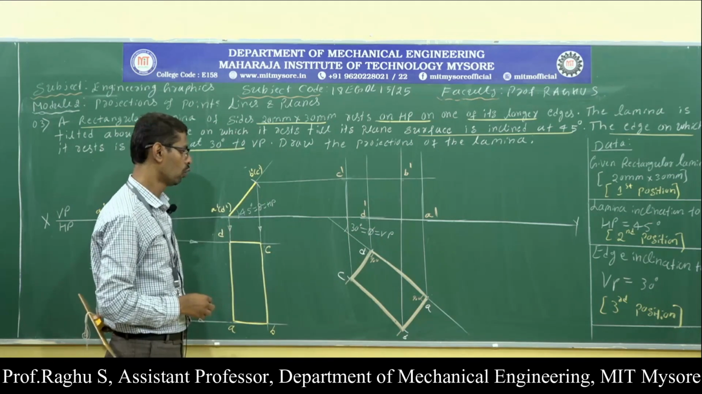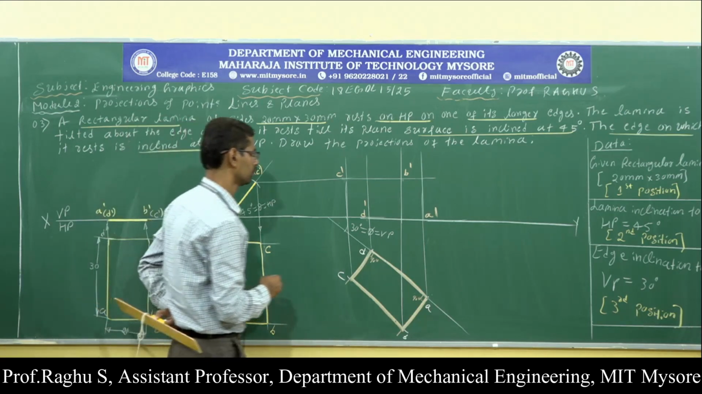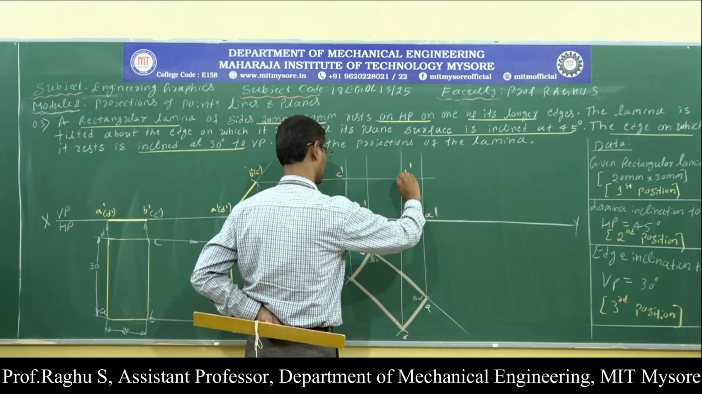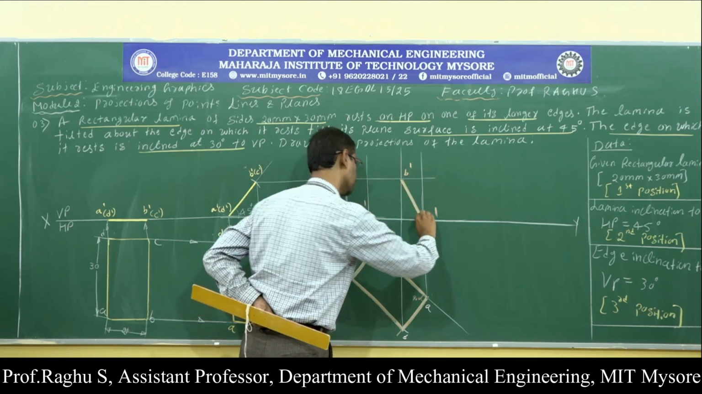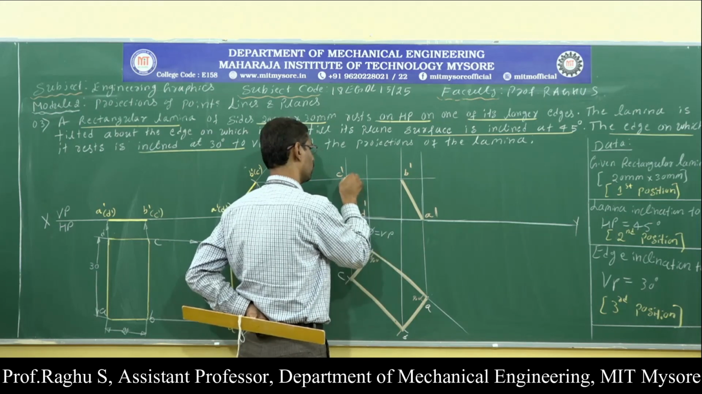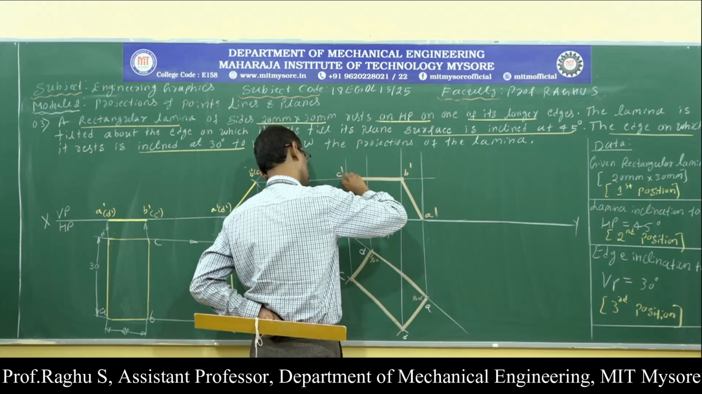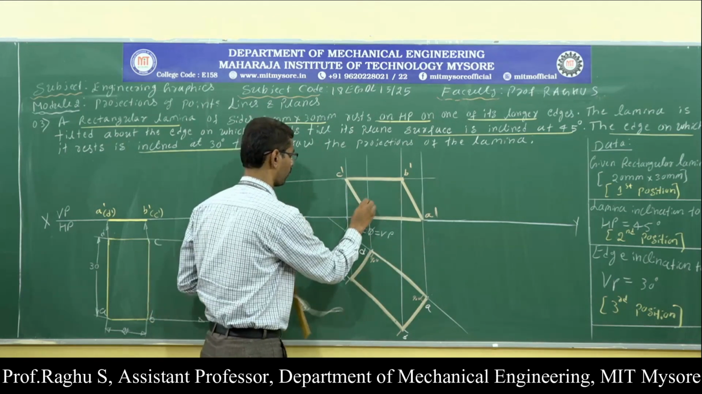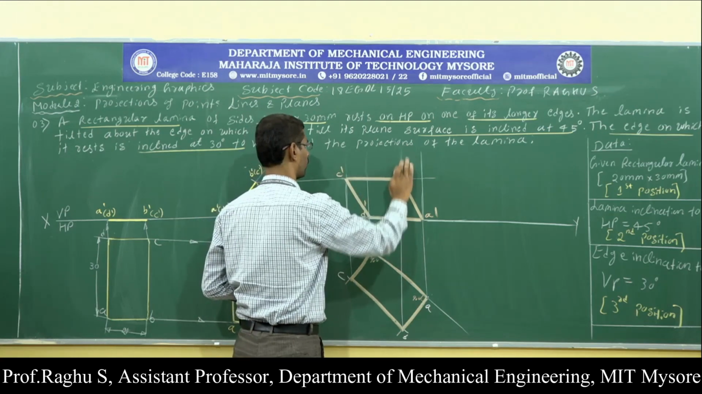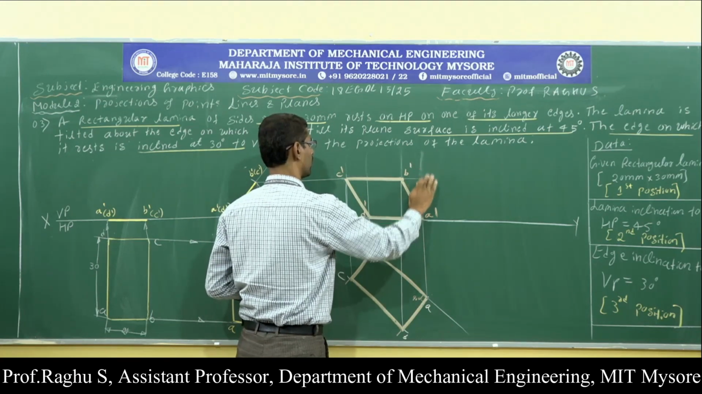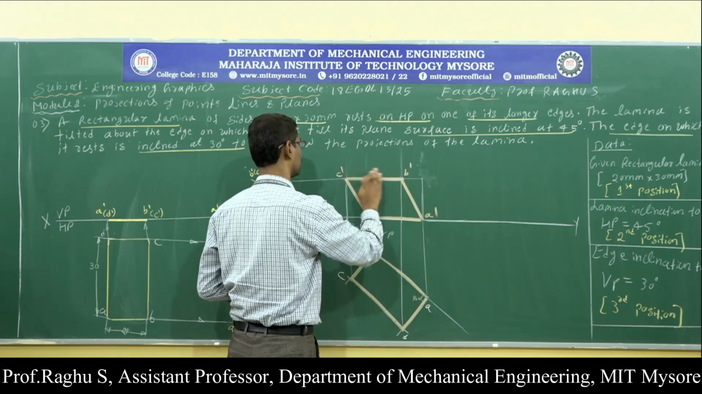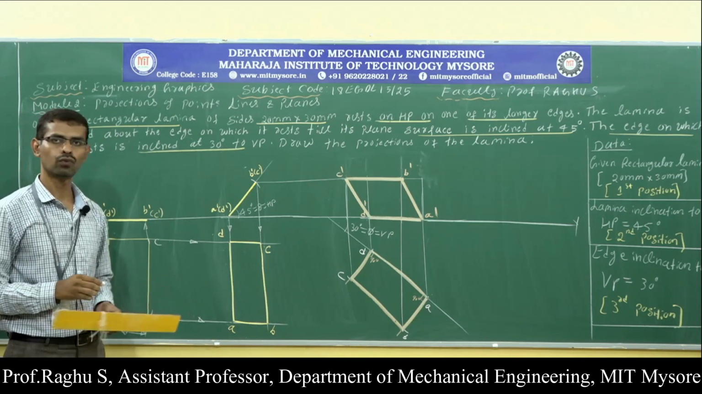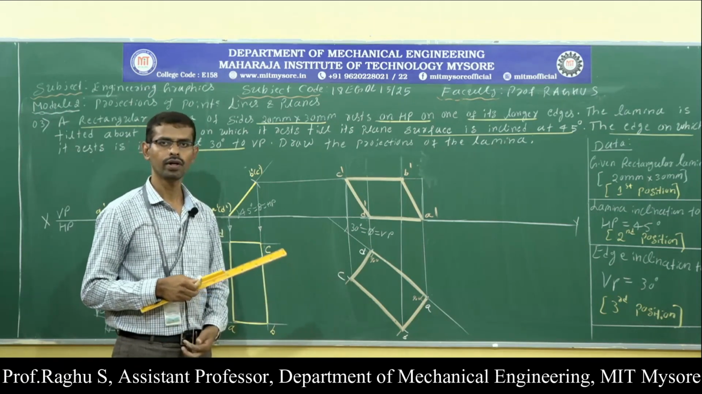Now connect all 4 corners: A to B, B to C, C to D and D to A. Erase the extra lines. So this is the final front view and top view of the given rectangular lamina.